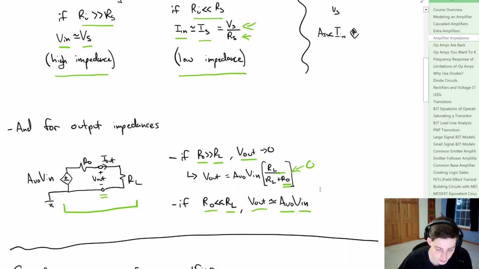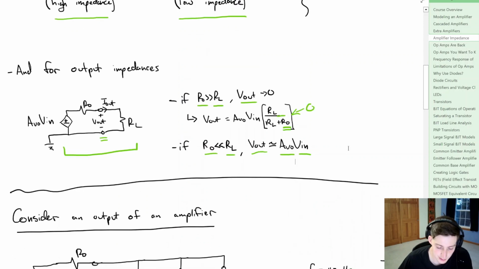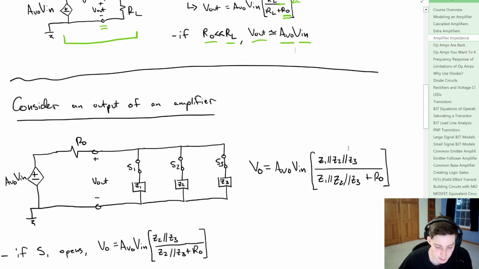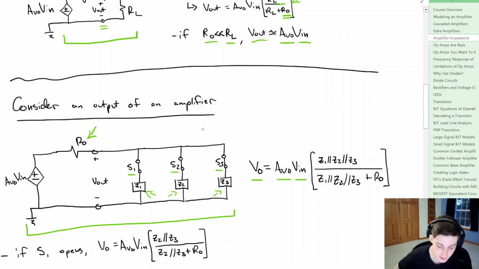All this is fine to understand, but if we don't look at an actual circuit, it might not be so useful. So what we're going to do is consider the output of an amplifier, just looking at the right-hand side of our voltage amplifier. We have 3 switches here, S1, S2, and S3, and 3 impedances, Z1, Z2, Z3. We have an output impedance, in this case just a resistor. What we can say is that the output voltage is equal to the open circuit voltage gain times the input voltage, as the dependent voltage.